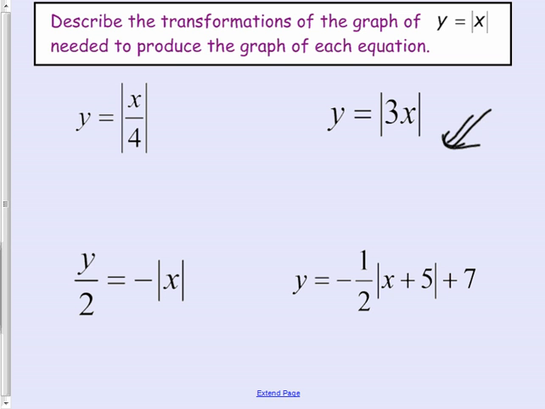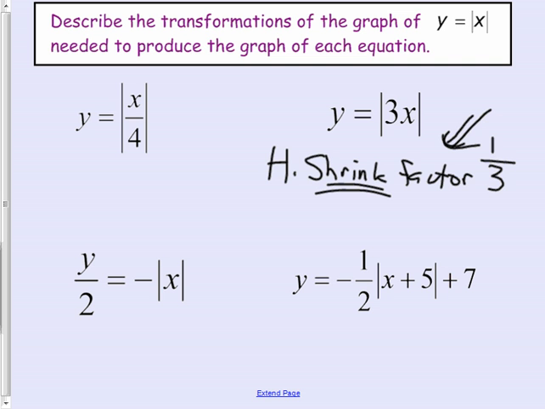Okay, right away, should have been easy. Was it horizontal or vertical? Horizontal. And as it seems like it's 3 times bigger, so was it a stretch or a shrink? Shrink. Horizontal shrink of factor 3. Wrong. Why is that wrong? 1/3. It should be 1/3. Shrinks don't go with things like 3. Shrinks go with things like 1/3. Okay? All right.